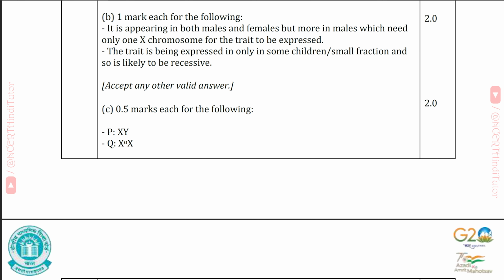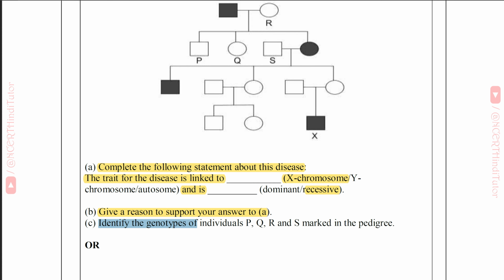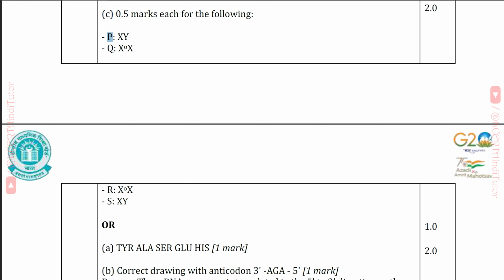Answer. It is appearing in both males and females, but more in males, which need only one X chromosome for the trait to be expressed. The trait is being expressed in only some children, a small fraction, and so is likely to be recessive. C. Identify the genotypes of the individuals PQRS marked in the pedigree. Answer. P XY, Q XX, R XX, S XY.